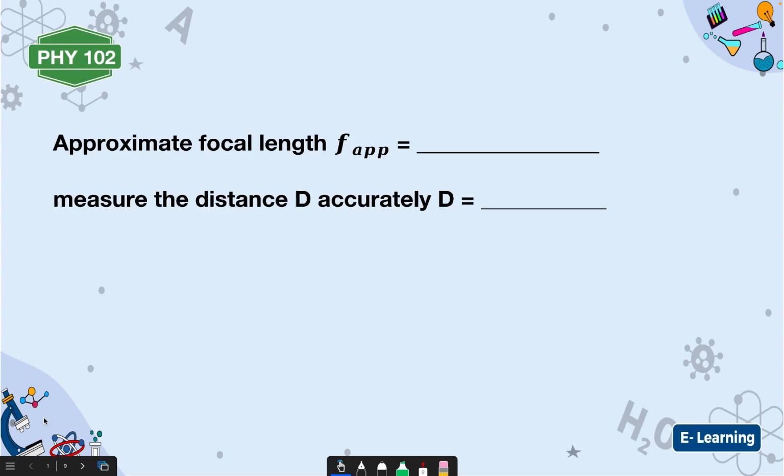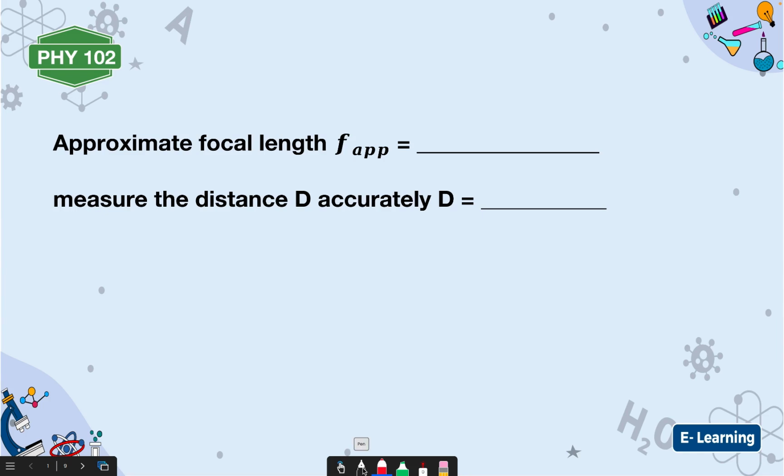In this lecture, we are going to look at the practical L6, which is the determination of the focal length of a convex lens using the displacement method. Now, in that experiment, you already know the procedure that you took in order for you to arrive at your values. Now, you are given the approximate focal length for this particular person.